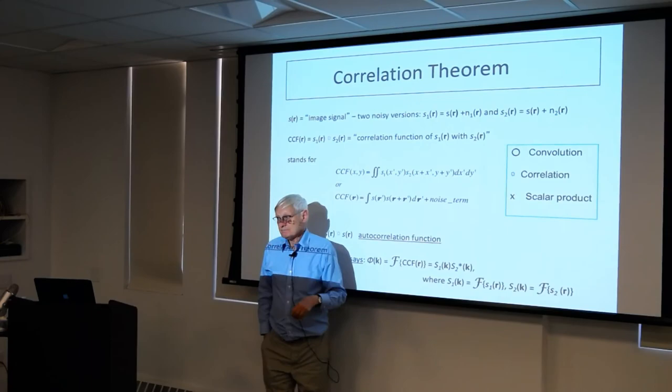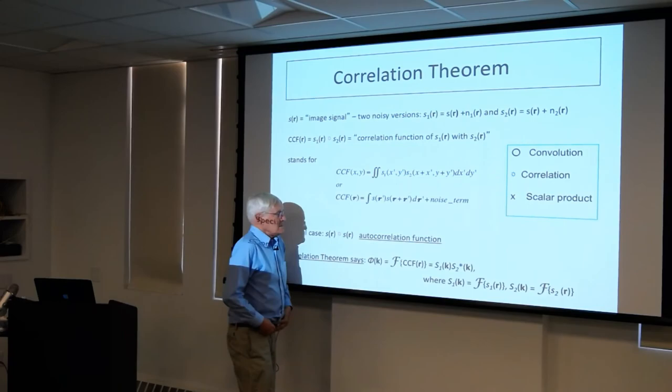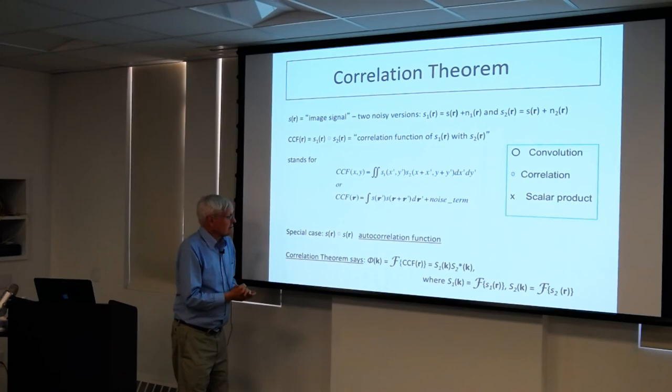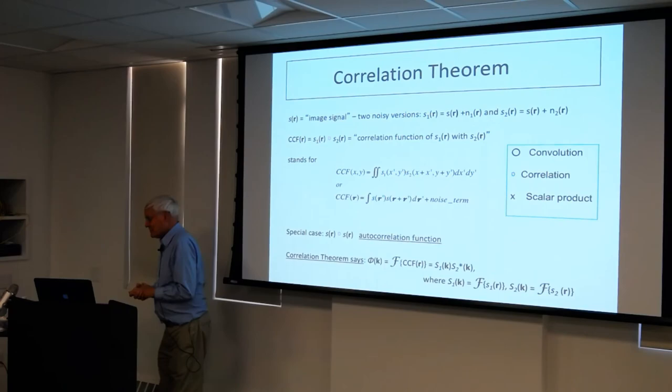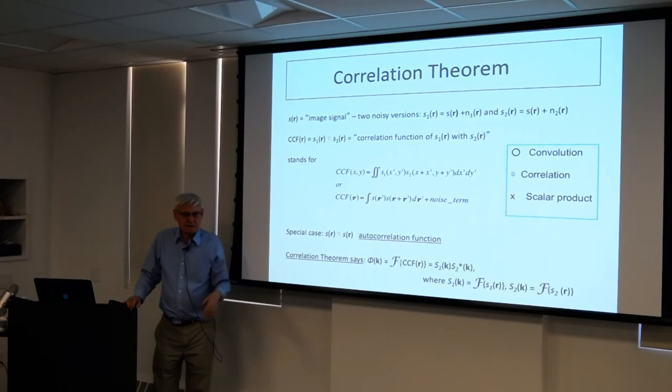So this theorem here has already saved centuries of computing time, because it's being used all the time, okay? And it's very, very fast. It's a very elegant way of computing correlation.